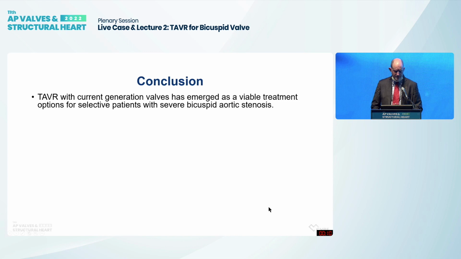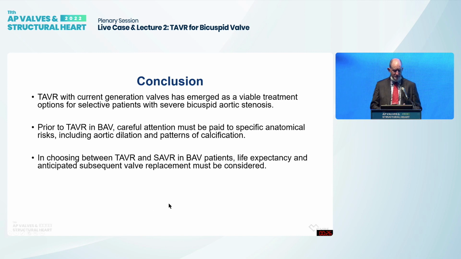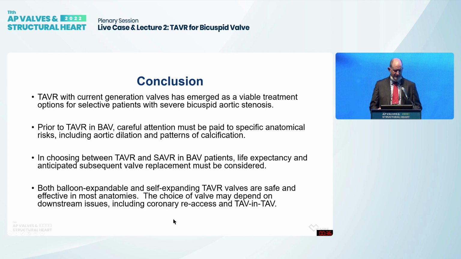So in conclusion, current generation valves have emerged as a viable solution for bicuspid aortic stenosis in many patients. Prior to doing this, though, you have to pay careful attention to the specific anatomical risk in the aorta. The decision between TAVR and SAVR really has several factors, including life expectancy and anticipated future valve implantation. And the decision between balloon expanding and self-expanding, they both work well in selective anatomies, but the choice may depend on what may happen downstream, including coronary reaccess and the prospect of TAV in TAV.